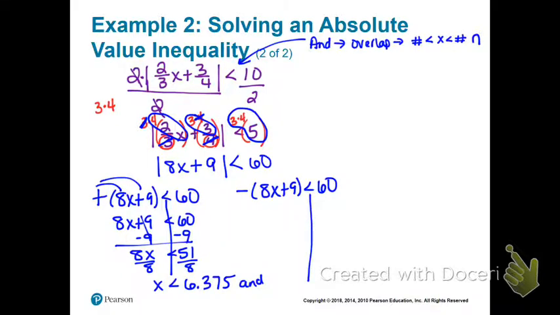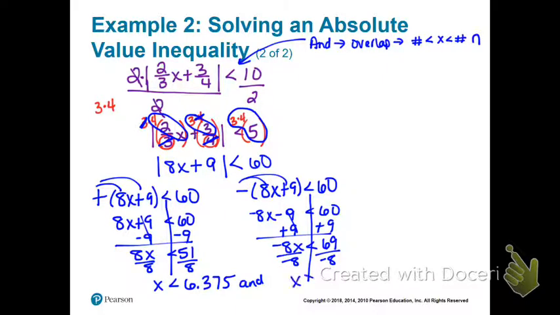Okay, and so we're going to solve the second one here. So distribute your negative. And then solve for x. And divide by your -8. So my inequality sign is going to flip because we divided by a negative. And 69 divided by negative 8 is negative 8.625.